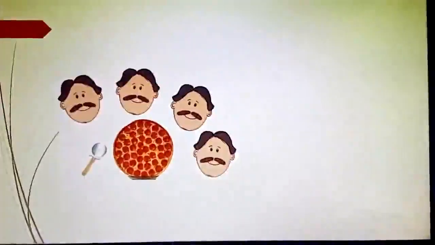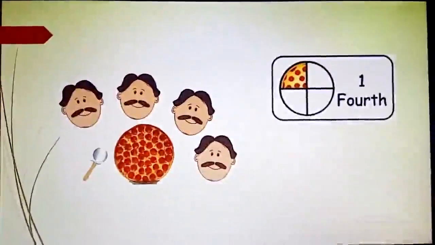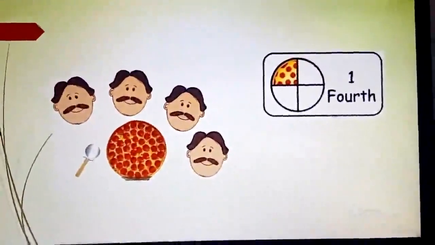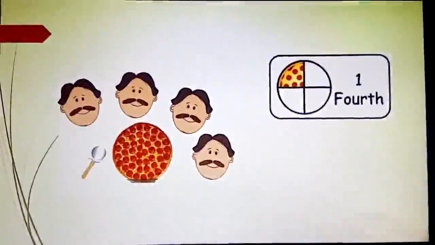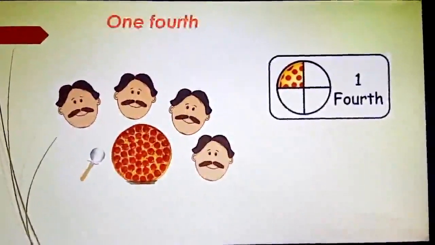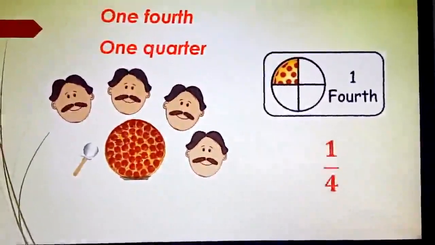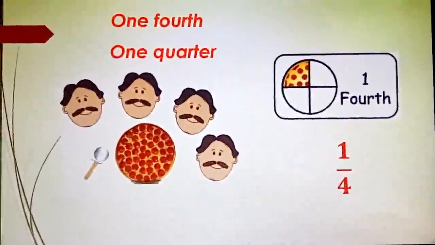Here, there are 4 friends. They want to eat the pizza, so they will divide the pizza into 4 equal parts. Everyone will eat 1/4 of the pizza. This means everyone will take 1 from total 4. This fraction is 1/4.